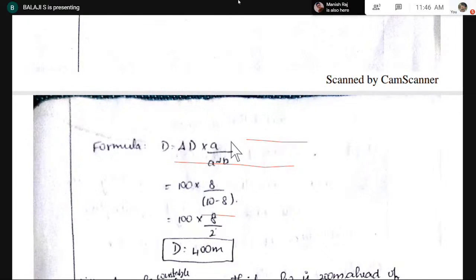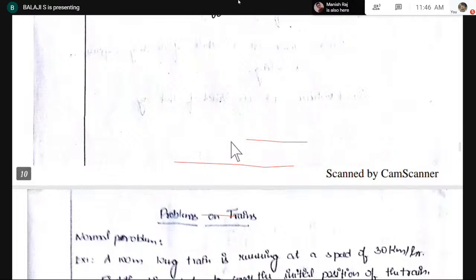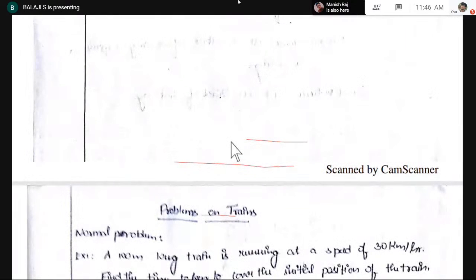Here we are completing the basic 3 concepts about distance and time, and next we are moving on to the very important topic, that is problems on trains. Manish, is it clear? Any doubt is there? No doubts.